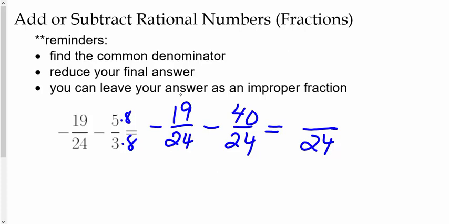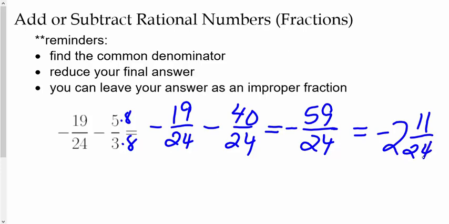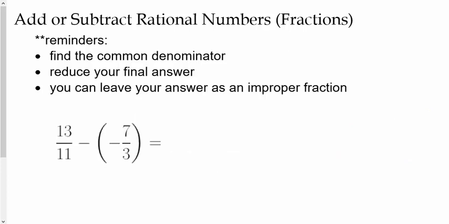And I think to myself, what is -19 minus 40? Well, if I'm at -19 on the number line and I move left 40, I'm going to end up at -59. So I have -59/24. You can leave your answer like that, or you can write it as a mixed number. That's going to be negative, 24 goes into 59 two times, with 11/24 left over. And now I've got 13/11 minus a -7/3.